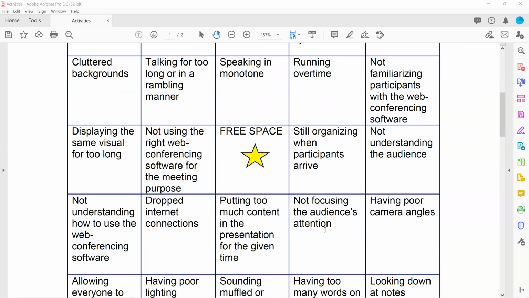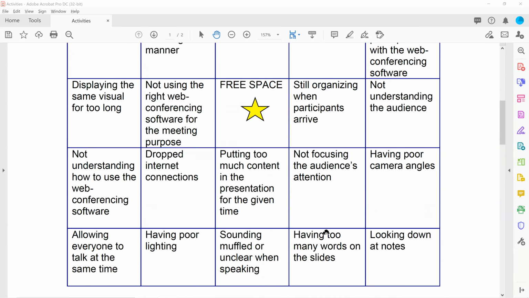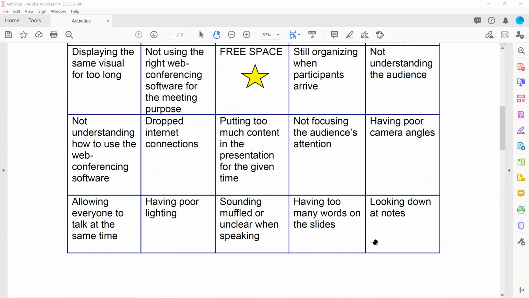I have 2 tips. One is to use icebreakers, and another is to use poll questions. And the last one is looking down at notes. Your tip is to use the presenter mode. Very good. Let's give her a round of applause.